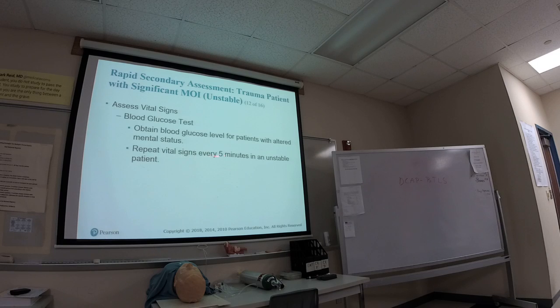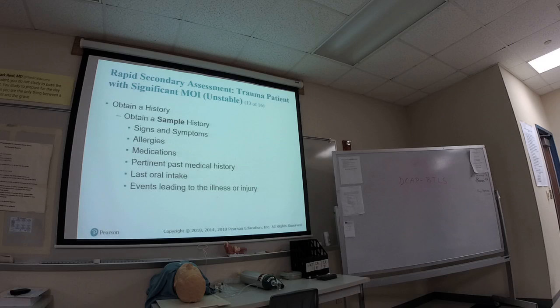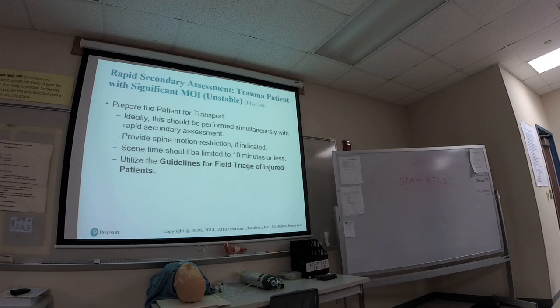Critical patients every 5 minutes. You have critical or unstable patients, vital signs every 5 minutes. If you have a stable trauma patient, you can do vital signs every 15 minutes. The SAMPLE history is the same. If you can get that information, okay? Gather as much information as you can without delaying transport. And then prepare the patient, rapidly transport them.